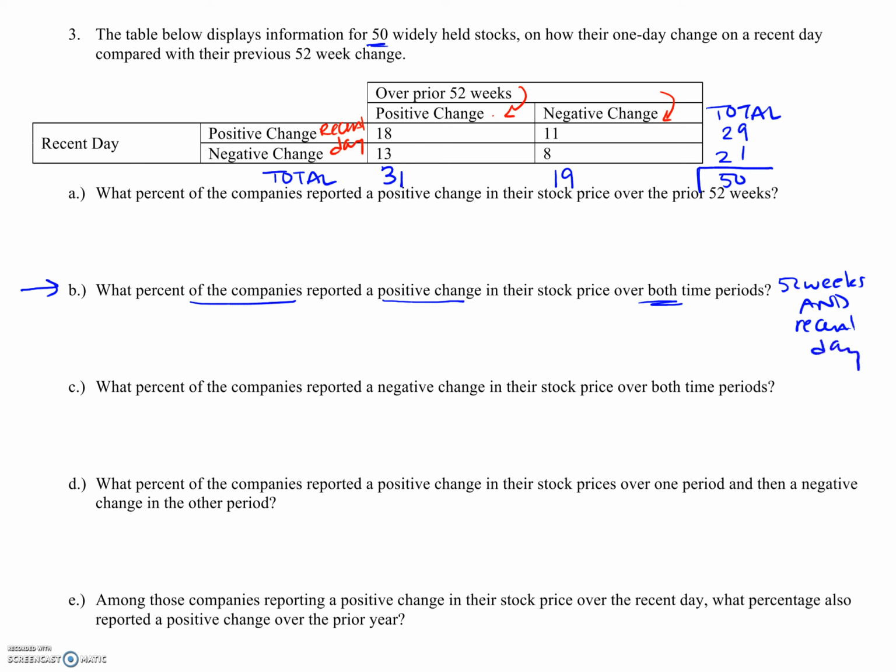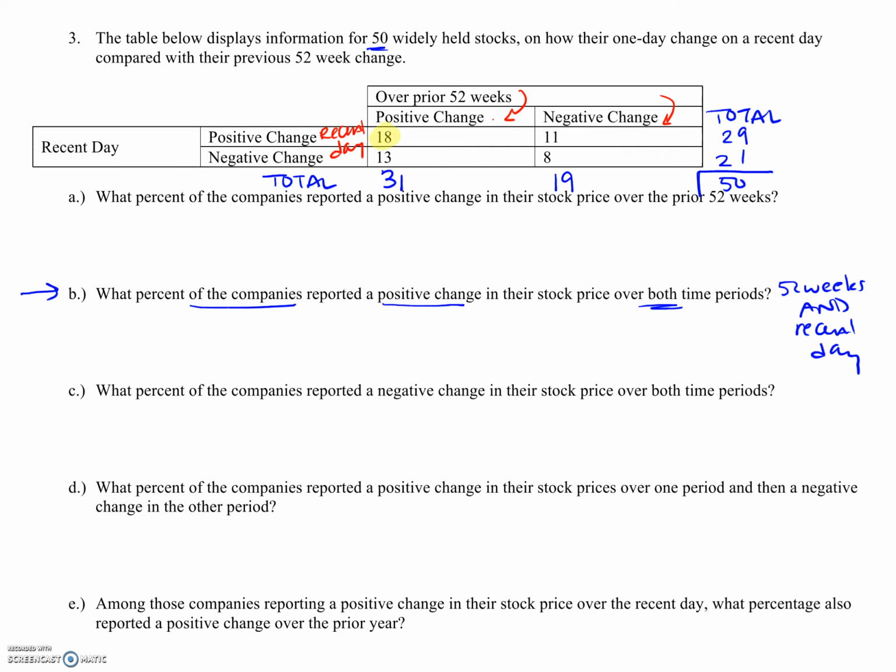So only one section of our little graph fits that bill. These 18 companies here had a positive change over the recent day and a positive change over the past year. So they have a positive change in both. If we move down to any other section, like say here, they had a negative change in both, or a positive change over the past year, but a negative change in recent day. So nothing else fits the bill. So our calculation here is just going to be the 18 companies that were positive for both the prior 52 weeks and the recent day over the 50 total companies, which is 36%.